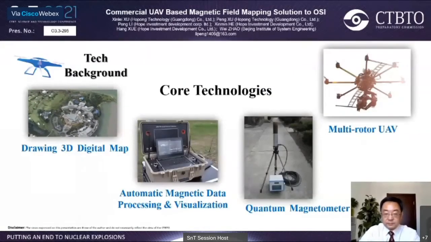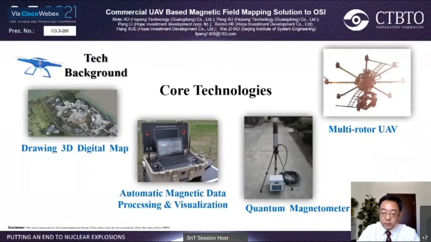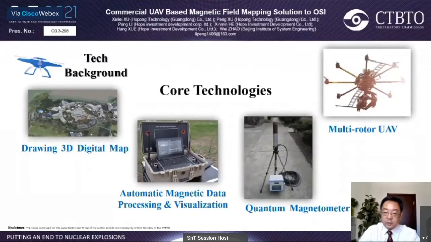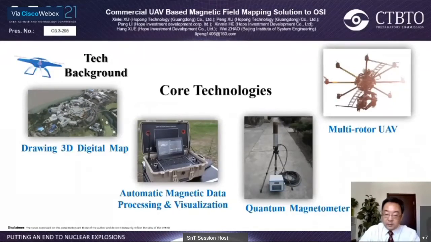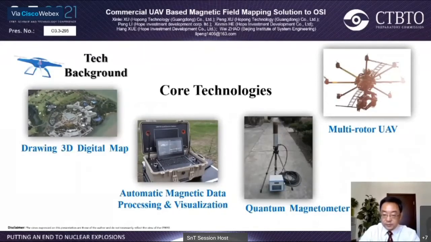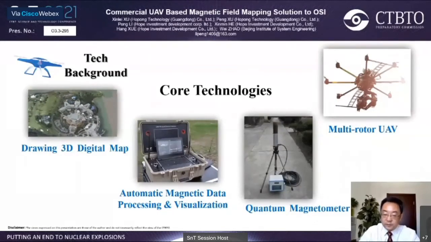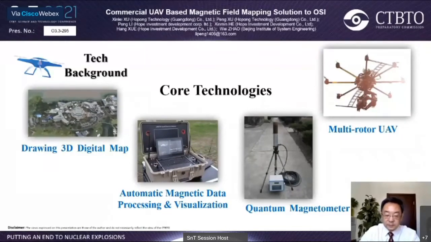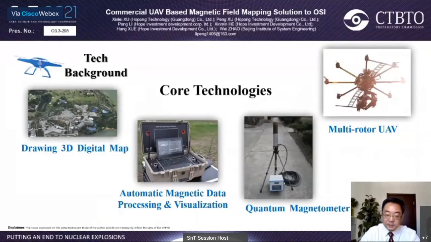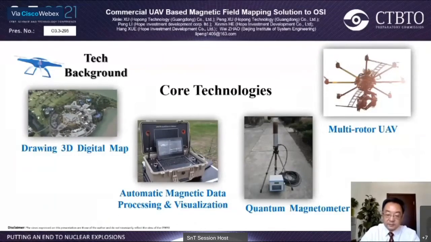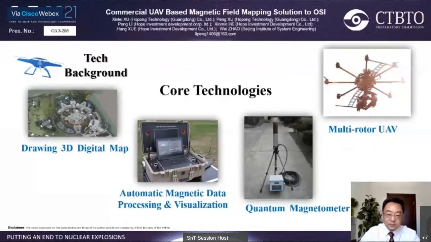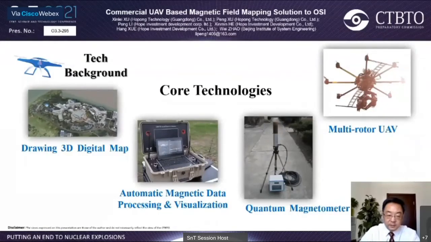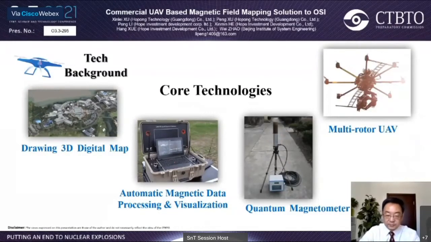Our system, here we listed the core technologies. We have four core technologies: multi-rotor UAV. Second one is quantum magnetometer. The third one is automatic magnetic data processing and visualization. The last one, but not the least one, is for drawing 3D digital map.